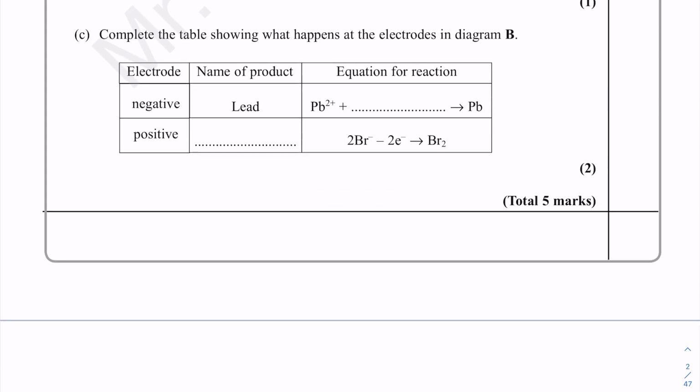Question C. Complete the table showing what happens at the electrodes in diagram B. Of course, the lead-2 ion will gain 2 electrons, so Pb2+ plus 2e- gives Pb, and at the positive electrode the name of the product is bromine.